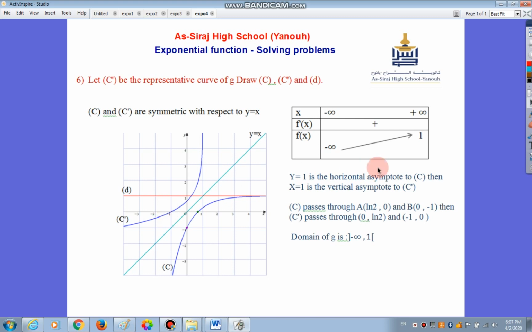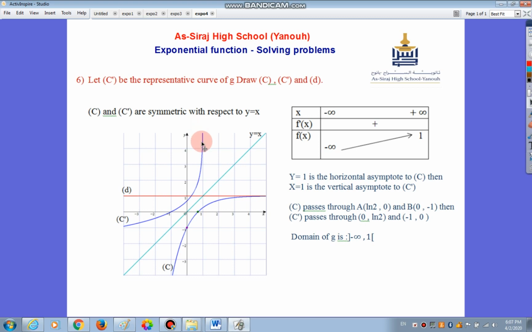Now, you know that y equals 1 is a horizontal asymptote to C. Then x equals 1 will be a vertical asymptote of C prime. And the domain of definition of g, which is the inverse of f, increases from minus infinity to 1 according to the domain of g. And as f is an increasing function, its inverse also will be an increasing function. But it increases from minus infinity to plus infinity, taking into consideration that x equals 1 is a vertical asymptote.